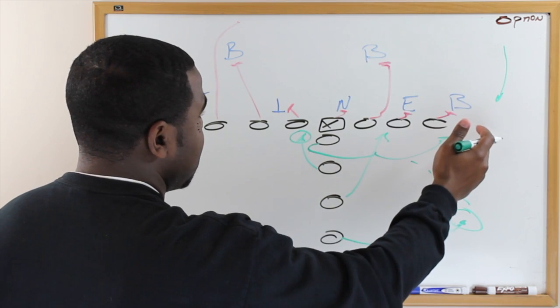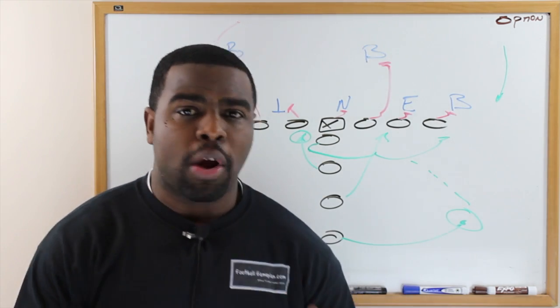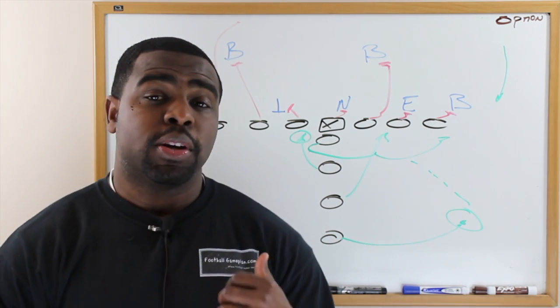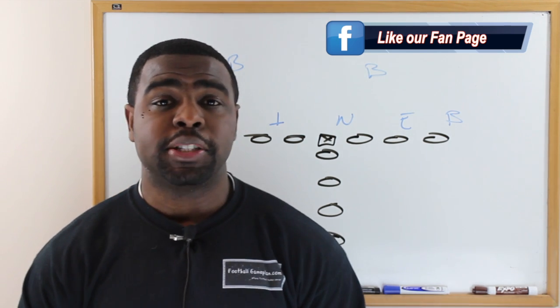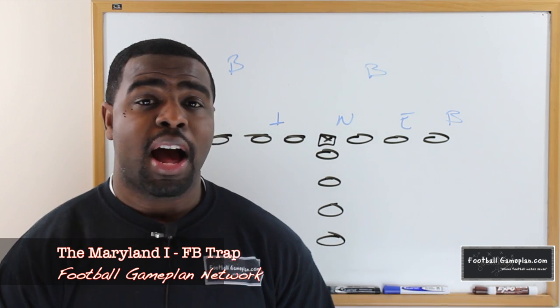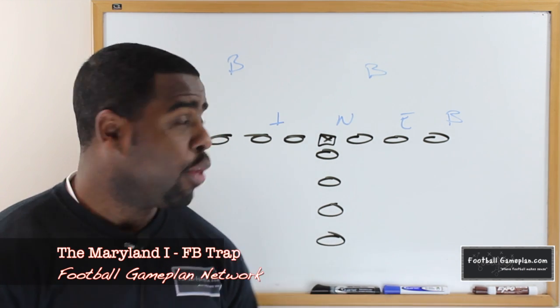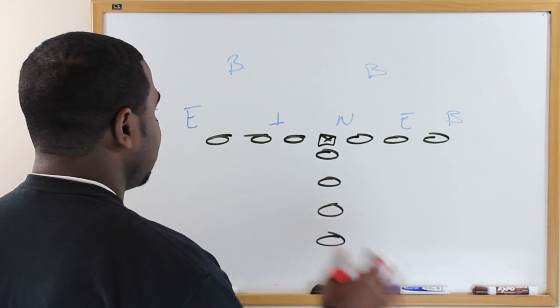Now if it's an 8-man front, he's reading the end man on the line of scrimmage. Now what we're going to draw up next is a trap play that you can run out of the Maryland I. Now here's a quick trap to the fullback that we're going to run out of this formation, showing the same option motion and trying to influence the defense and going the opposite way and hitting a big play on the inside. And your simple trap rules are in effect for the offensive line.